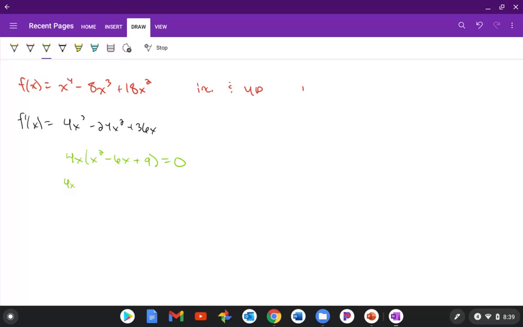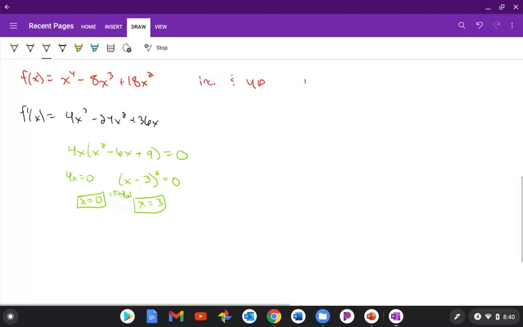So then we get 4x equals 0. This factors into x minus 3, quantity squared. Yep. So then x is 0 is a critical number, and x equals positive 3 will be a critical number as well. These are critical points, if I can spell critical.